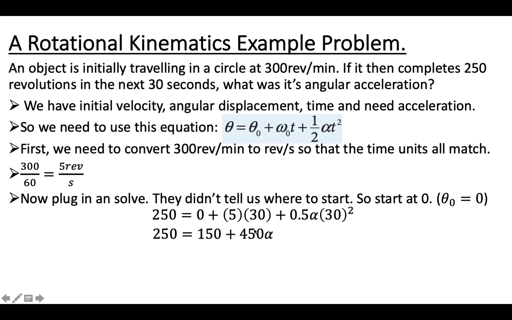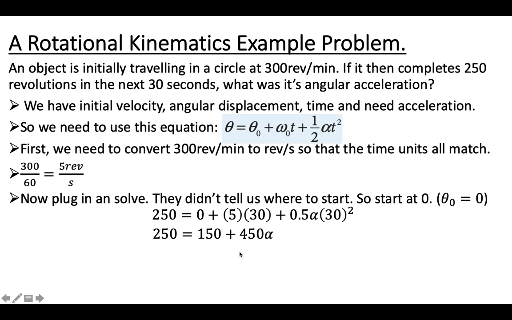If you don't get that in your calculator and you're trying to figure out what you did wrong, remember that we need to do exponents first. So 30 squared is 900, and then half of 900 is 450. So if you're doing this in your calculator and not getting 450, try doing it in 2 steps. Square the 30 first, then multiply it times 0.5. Okay, now we have a really simple equation.